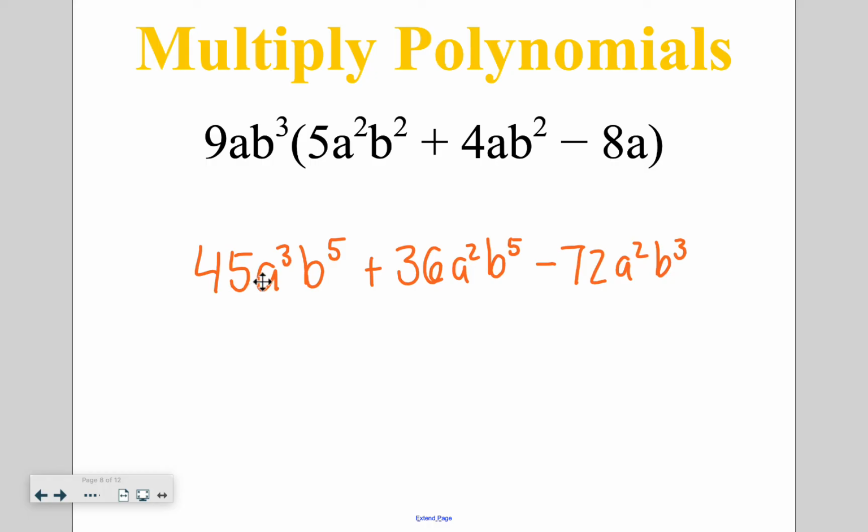Multiplying, we end up with 45a to the third b to the fifth, plus 36a to the second b to the fifth, minus 72a to the second b to the third.